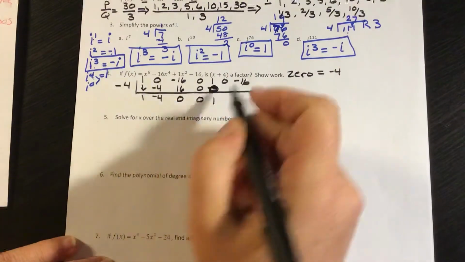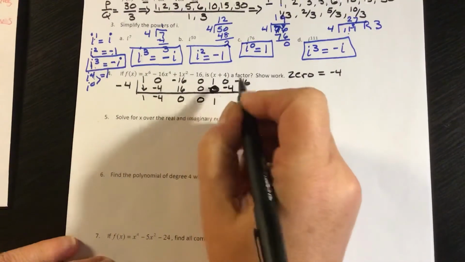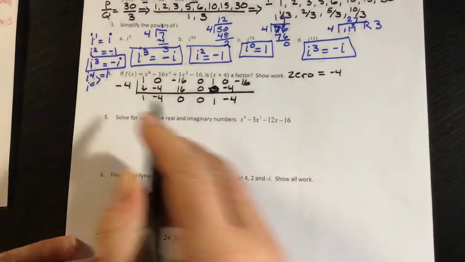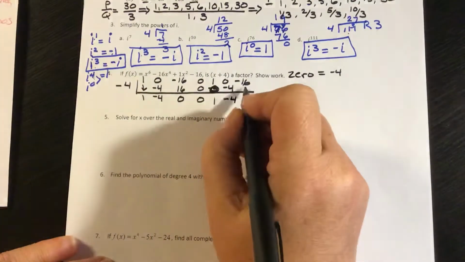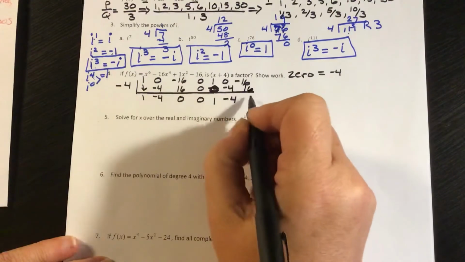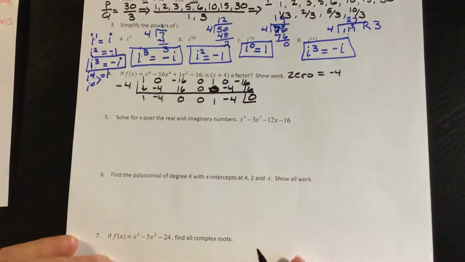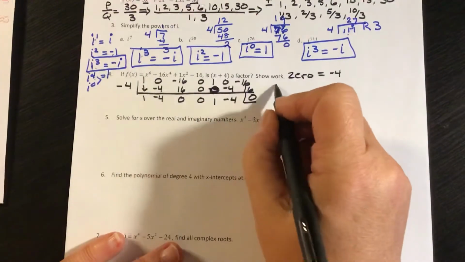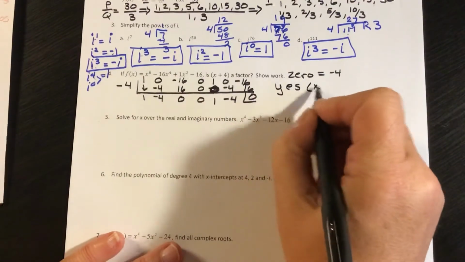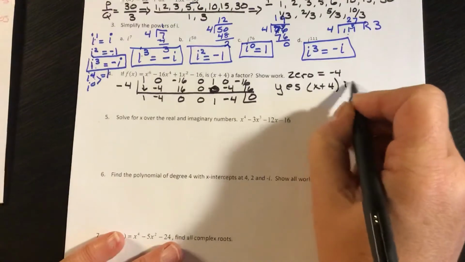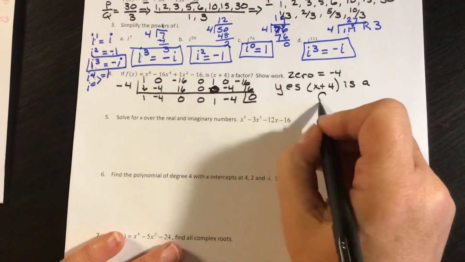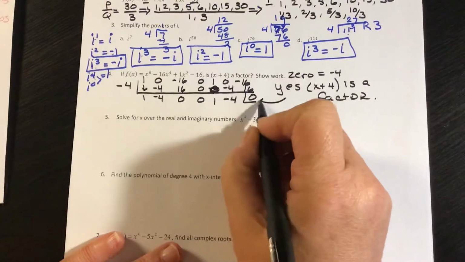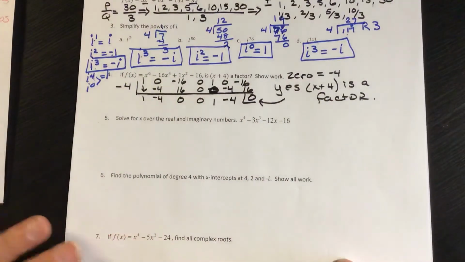Negative 4 times 1 is negative 4. Add down here, I get negative 4, and negative 4 times negative 4 is positive 16. Add down, I get remainder 0. So yes, x plus 4 is a factor. And I know that because we get remainder 0.